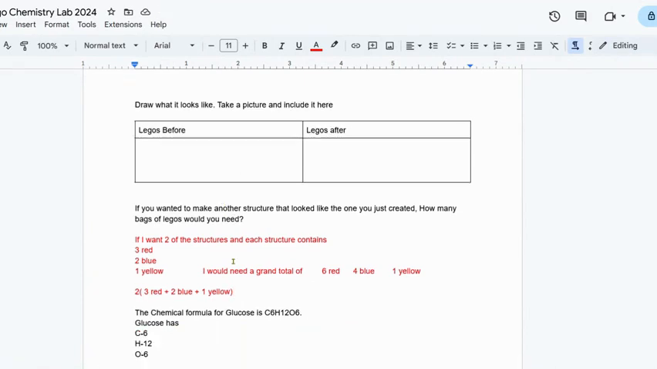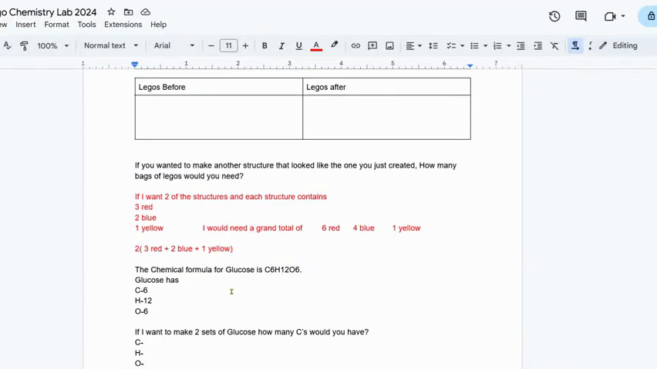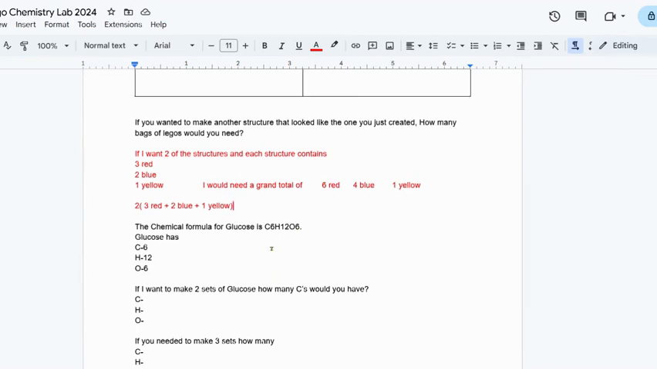I think that's great. Scrolling down, the chemical formula for glucose is C6H12O6. Glucose has 6 carbons, 12 hydrogens, 6 oxygens. If I want to make 2 sets of glucose, how many carbons would I need? Well, it says right here that for carbon, there are 6. If I want 2 sets of them, I'm going to need 12 carbon. Let's multiply each of these by 2 since I'm getting 2 whole sets.